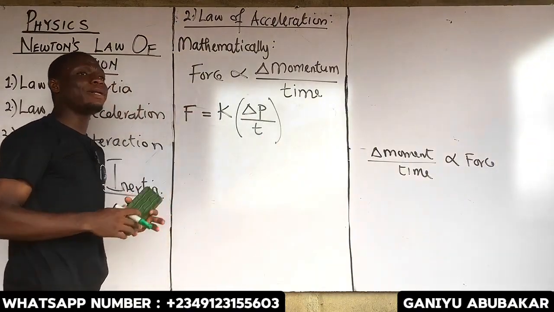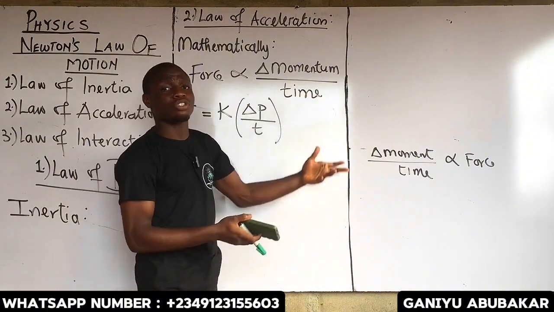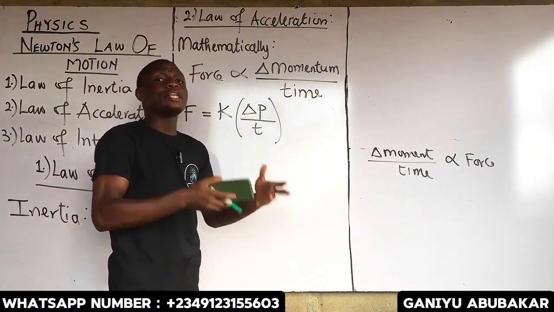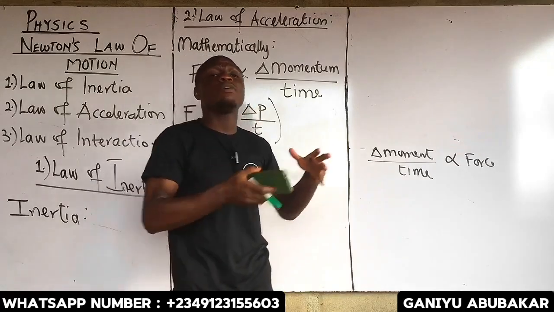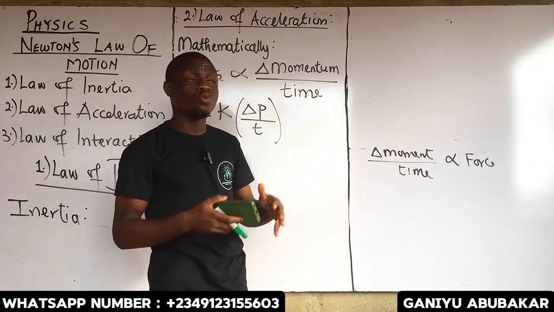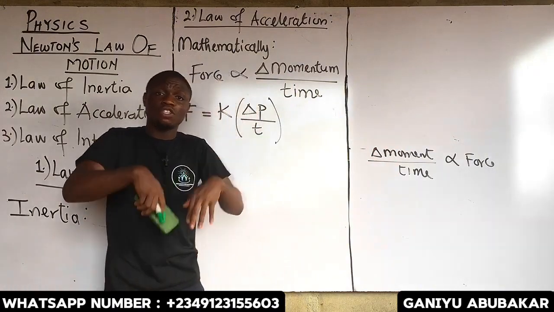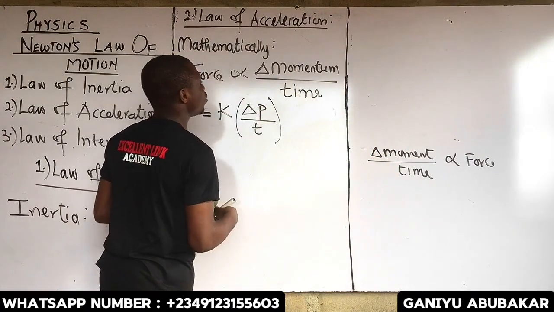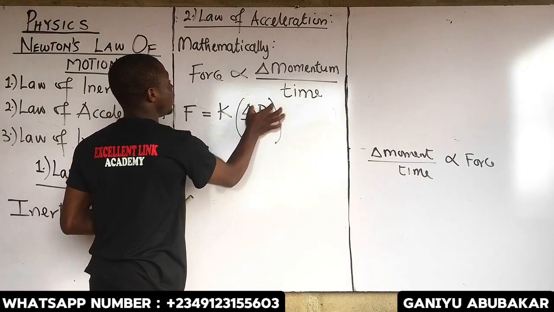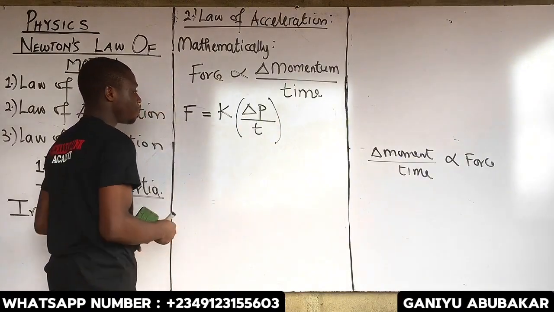Last class, we established the concept of momentum and impulse. And we said momentum is the product of what? Mass of a moving body and the velocity with which the body moves. So I've dropped the link to momentum and impulse in this video. Momentum, we said last class, is represented by P. So I'm having change of momentum P over time here.